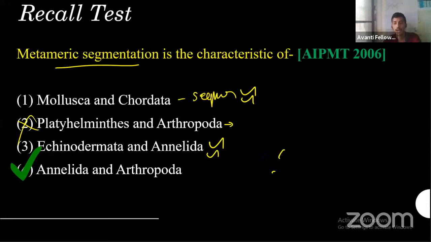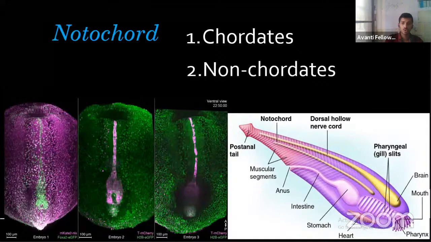Okay, I'm going for the next one, that is called notochord. So what is notochord? We will check about this. Based on the notochord, we divided animals into chordates and non-chordates. So what is the meaning of notochord then? Backbone? No, no, not a backbone. Notochord is not a backbone.